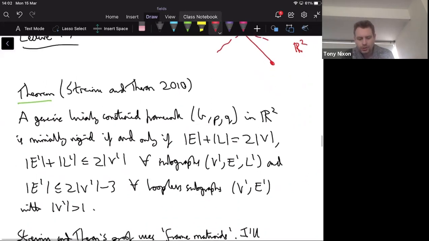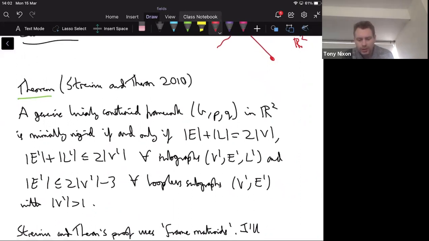So the first one is the two-dimensional characterization of rigidity, which is due to Strano and Ferran. And I told you this at the end of Friday's lecture, but I'm just going to repeat it to make sure it's fresh in your head. So remember, our linearly constrained frameworks have a graph, a map assigning positions to the vertices, and a map assigning normal vectors to the vertex containing any loop. Okay, and the linearly constrained framework is generic if the entire set PQ is algebraically independent over the rationals.